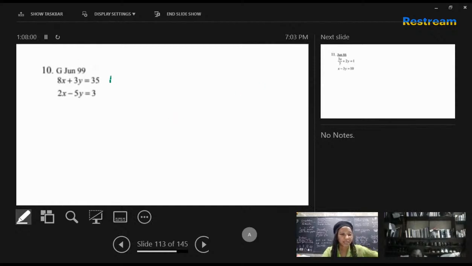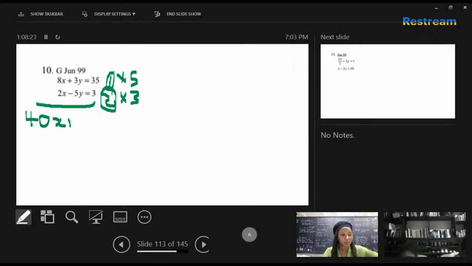So Messi, this is the elimination method. Miss, multiply the top one by 5 and the bottom one by 3. So it would be 40x plus 15y is equal to 35 times 5, which is 175. And then it would be 6x minus 15y, which is equal to 9.